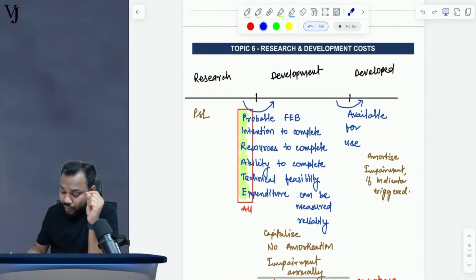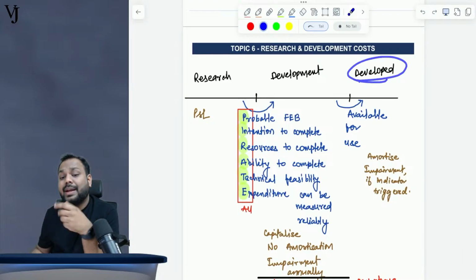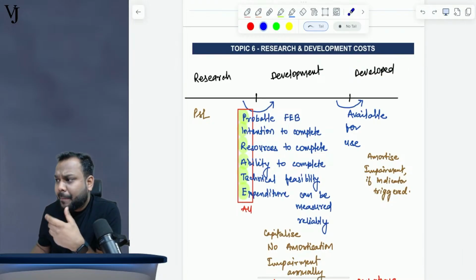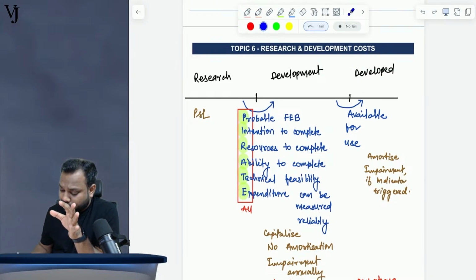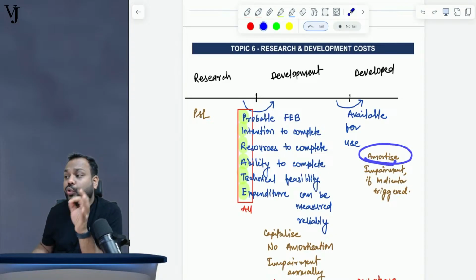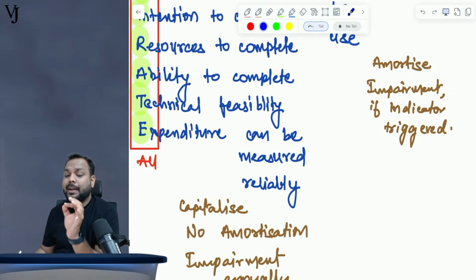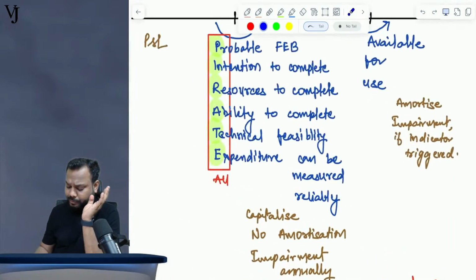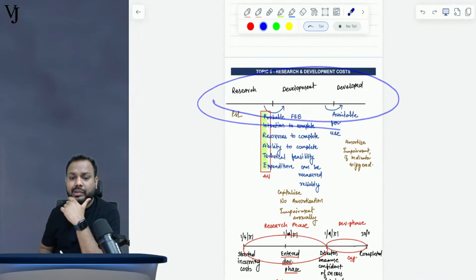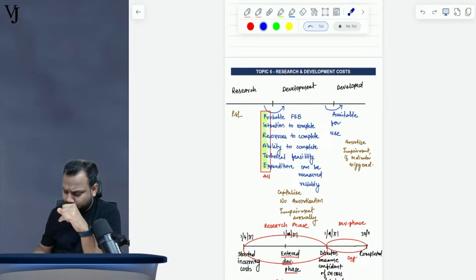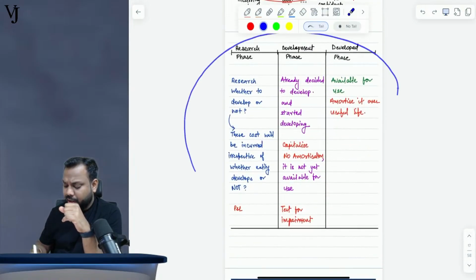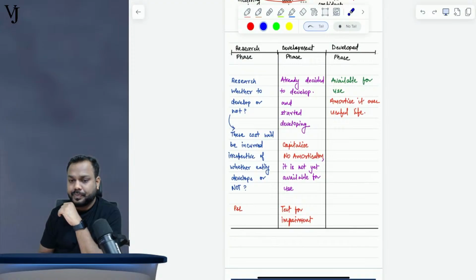Now, when the asset is completely developed, do we need to capitalize any costs? No. We just need to amortize over the useful life, and impairment has to be done only if the impairment indicators are triggered. So this is the three phases for research and development costs, which I have written here. You can read it again from here also.